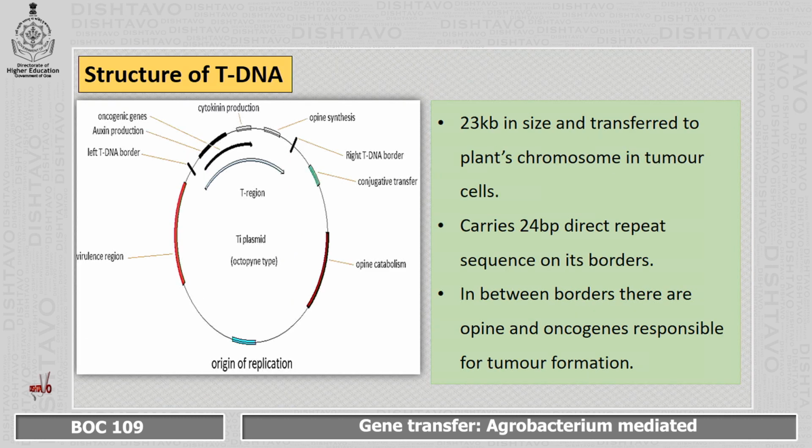Now, the structure of T-DNA. This is very important because here the main gene transfer takes place. It is 23 kb in size and it is transferred to one of the plant's chromosomes in the tumor cells. It carries 24 base pair direct repeat sequences on its border, that is the left T-DNA border and right T-DNA border, which you can see in this particular image. In between these borders there are opines and oncogenes which are responsible for tumor formation. Because of these genes, a tumor is formed on the plant cells.